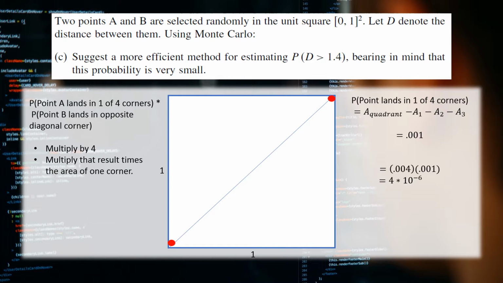Since we are looking for the intersection of the event that it lands in opposite corners, the first chance is multiplied times 4 in order to land in one corner, and then by 0.001 to land in the other corner. So we multiply those together according to the rule of independent events in order to get our intersection, which is 4 to the negative 6.